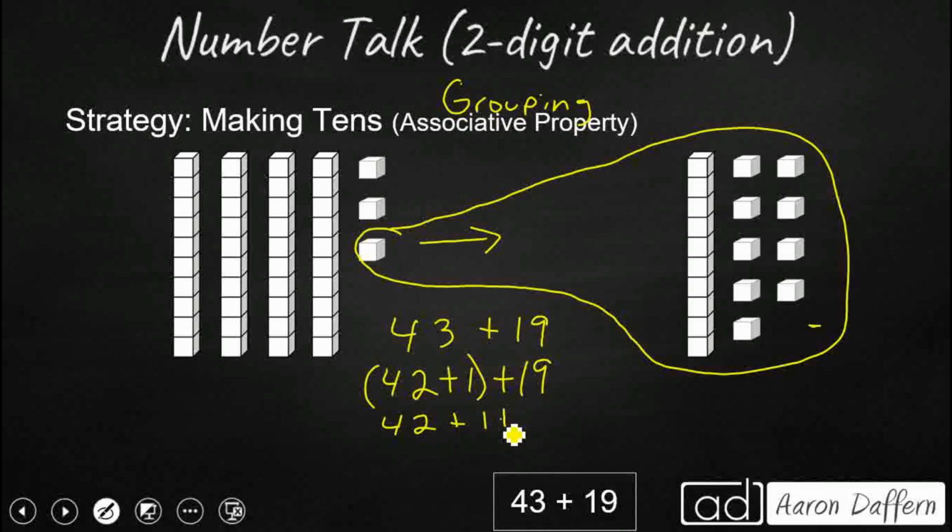So now I'm going to add my 1 and my 19 because I know that's 20. And now I've got my 42 plus 20, and that is going to be 62. So hopefully that's the answer that you got, 62.